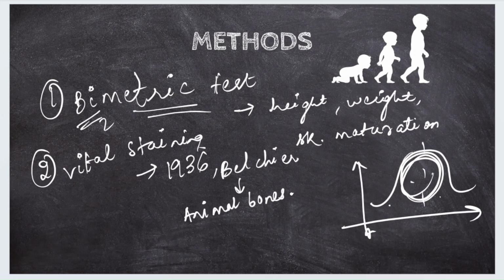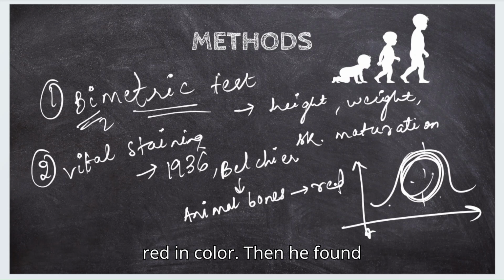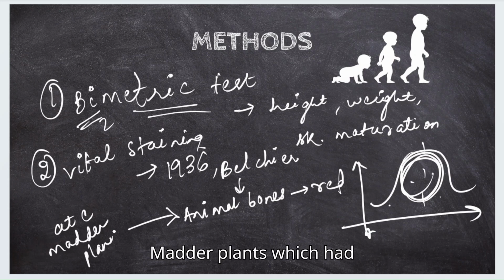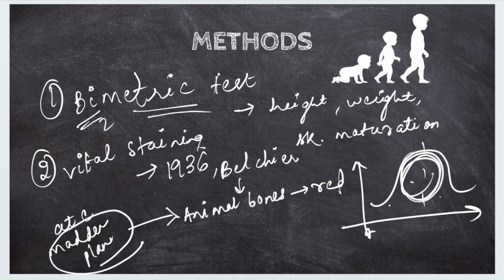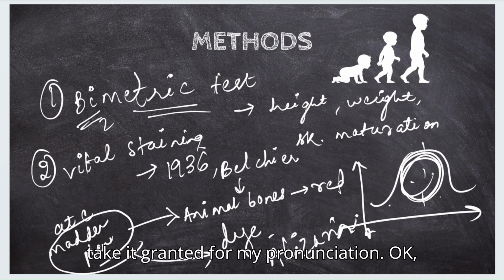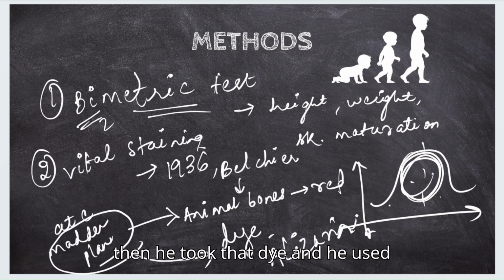bones red in color. Then he found out that these animals ate madder plants, which had a dye named alizarin. No, not Zareen Khan, okay? Alizarin. Some might call it alizarin, I can take it for granted for my pronunciation. Then he took that dye and used it for bone research.